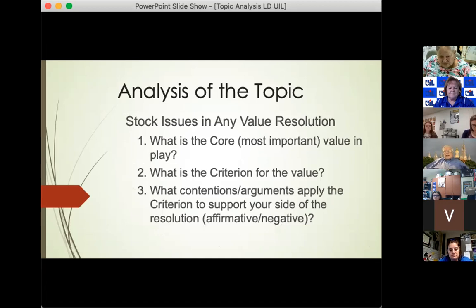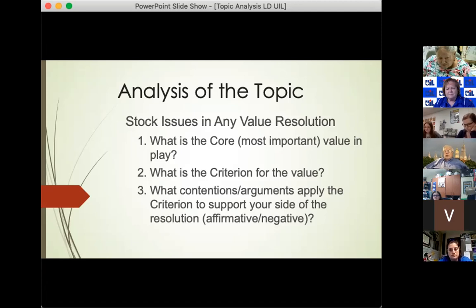So how do you analyze then what you have to do in Lincoln-Douglas debate? We talk about stock issues in policy debate, but there are also stock issues in Lincoln-Douglas debate. And to the extent that anyone talks about stock issues in a value resolution, it would be these three. What is the core value or the most important value that's in play, according to either the affirmative or negative case? Traditionally, on a value topic, you begin with that. What's the value that you think is the most important that's in play with this particular resolution? And then once you have the value, what's the criterion for the value? How will we know if that value has been achieved or not?